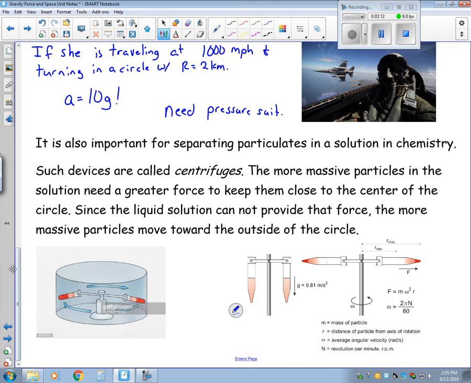This type of acceleration is also important in chemistry. It helps us to separate out particulates in a solution. We call these devices centrifuges, and basically the way they work is that you put a solution into a little vial, and it spins it. The more massive particles in the solution need a greater force to keep them close to the center of the circle. Since they don't have that, they go to the outside of the circle. So more massive particles will tend to move towards the outside.